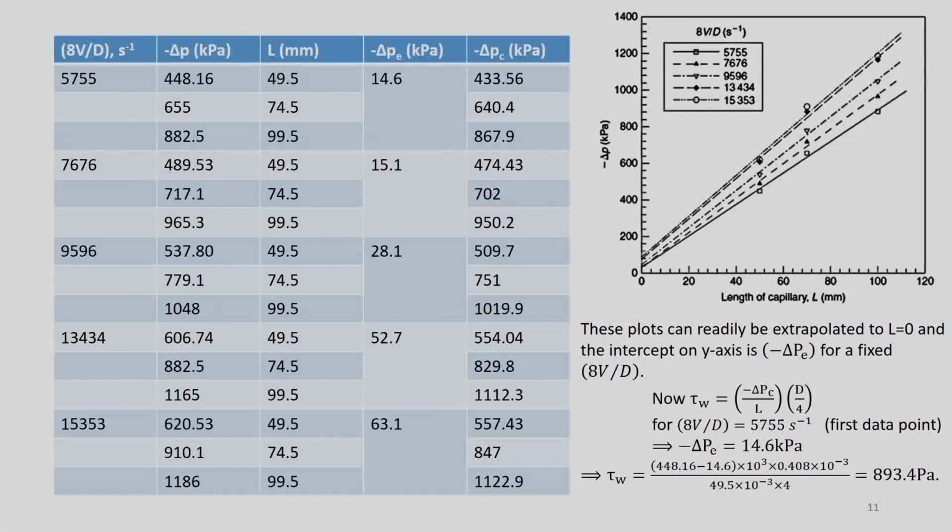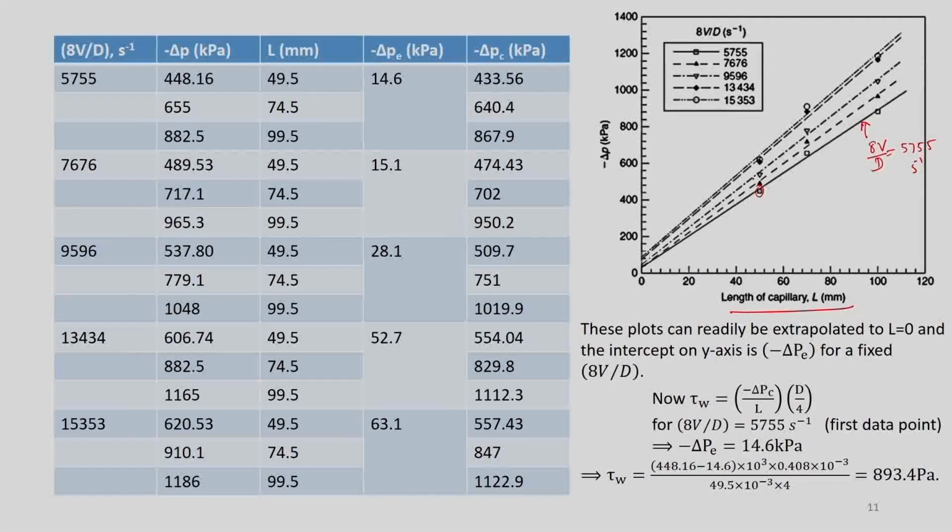Like that, if you plot each 8V/D, the bottommost line indicates 8V/D equal to 5755 second inverse. So, we are plotting minus delta P versus L when 8V/D is equal to 5755. For L1, which is 49.5 mm, the corresponding delta P is 448.16. This is the data point.